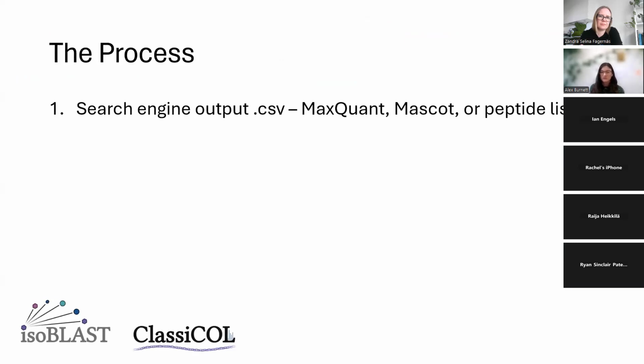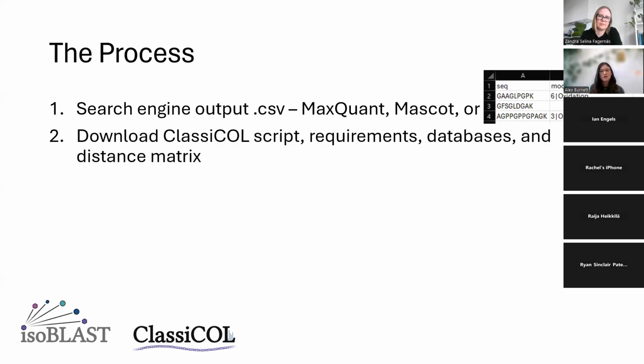You just need your search engine outputs, be it a CSV from MaxQuant or Mascot, or if you don't use MaxQuant or Mascot, you can just submit a peptide list, and this is really simple. You just need your sequence and you need the modifications with the position. You need to download all of the ClassiCOL things from the GitHub, and that's all listed on the site really easily. So basically you just need the script, the requirements, the databases, and the distance matrix. And the distance matrix is really just to make it run a bit faster because it's pre-calculated some of the things that it needs in order to classify. And finally, you just need to execute the Anaconda prompt.